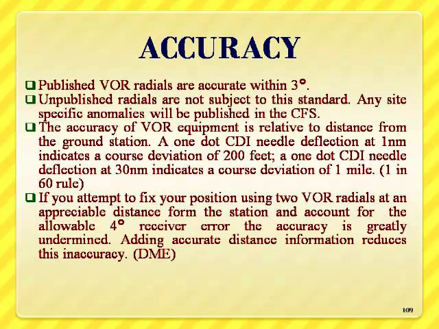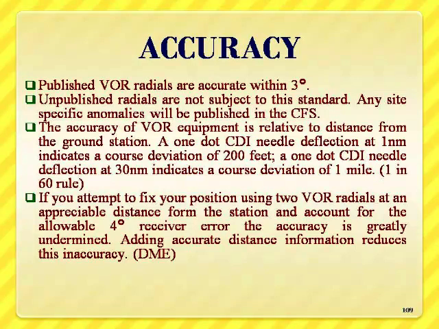A 1-dot CDI needle deflection at 1 nautical mile indicates a course deviation of 200 feet. A 1-dot CDI needle deflection at 30 nautical miles indicates a course deviation of 1 mile.